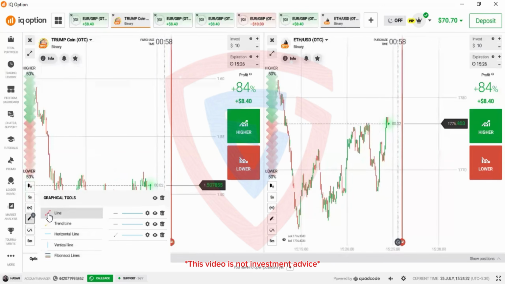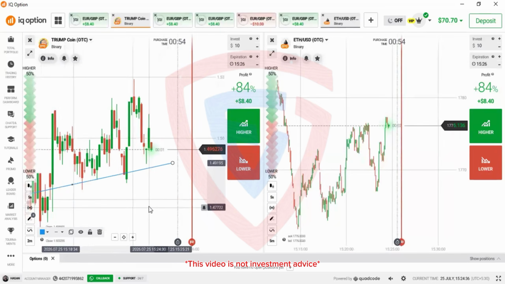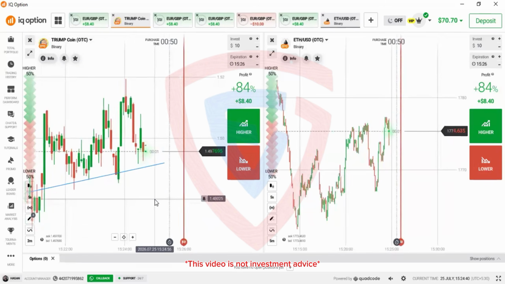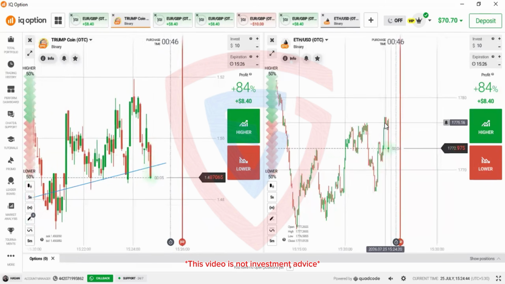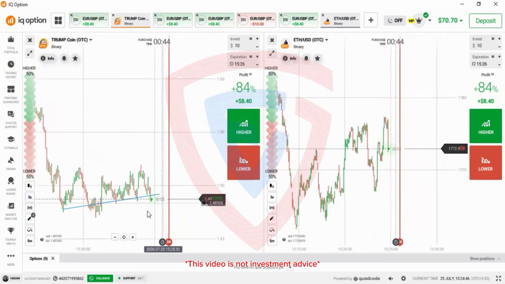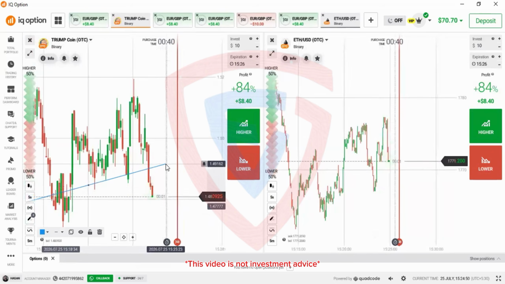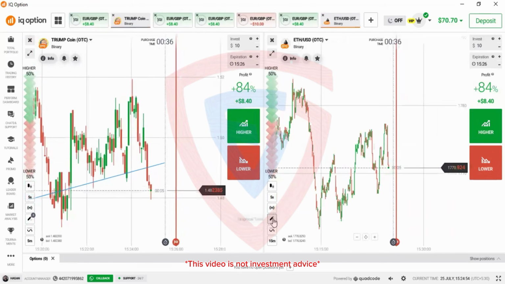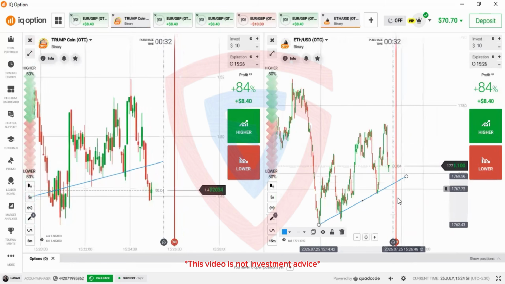So this is the level. This is the actual level. So it didn't reach the level. So again it made a new high. So it broke the level. So we don't have any opportunity here. So again it made a new high. So I will try to draw the level for the entry point. So this level.